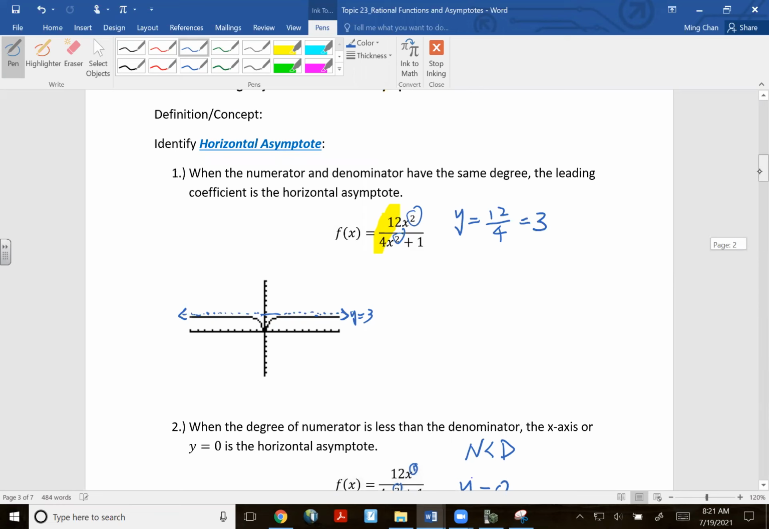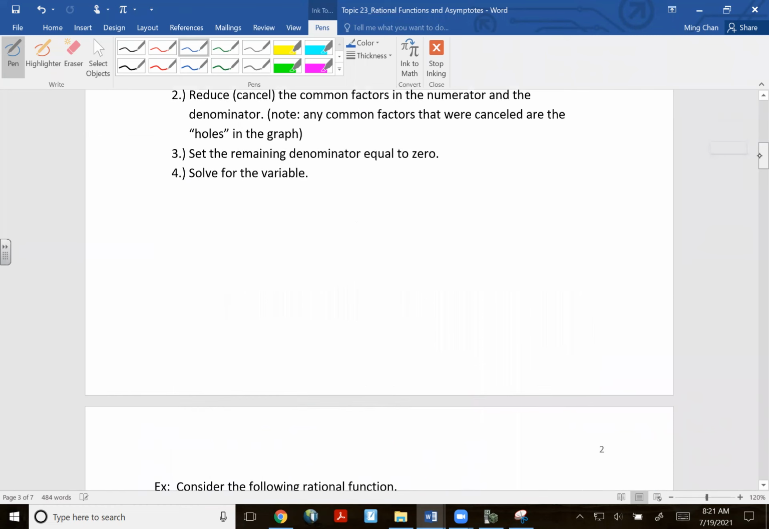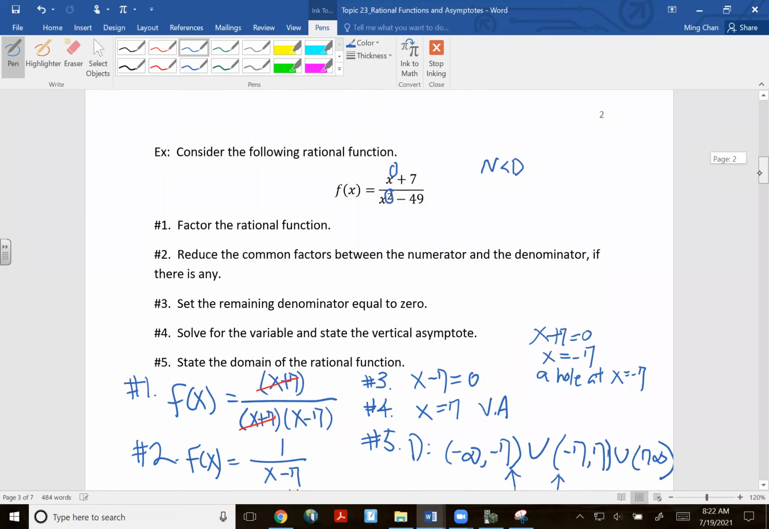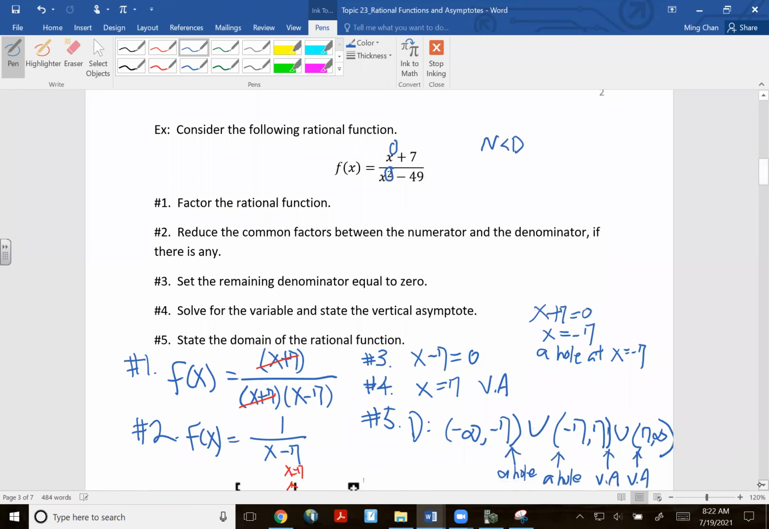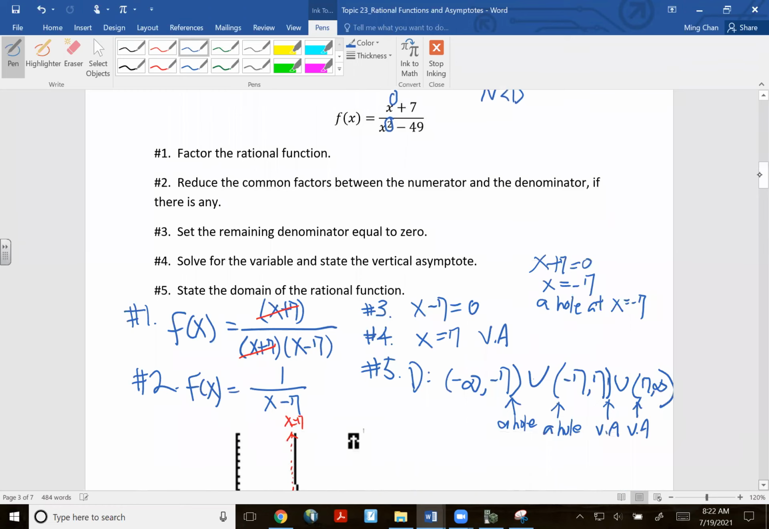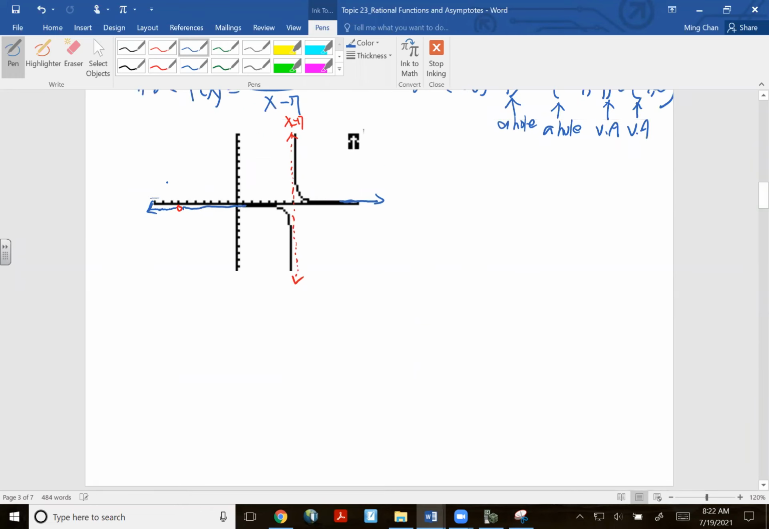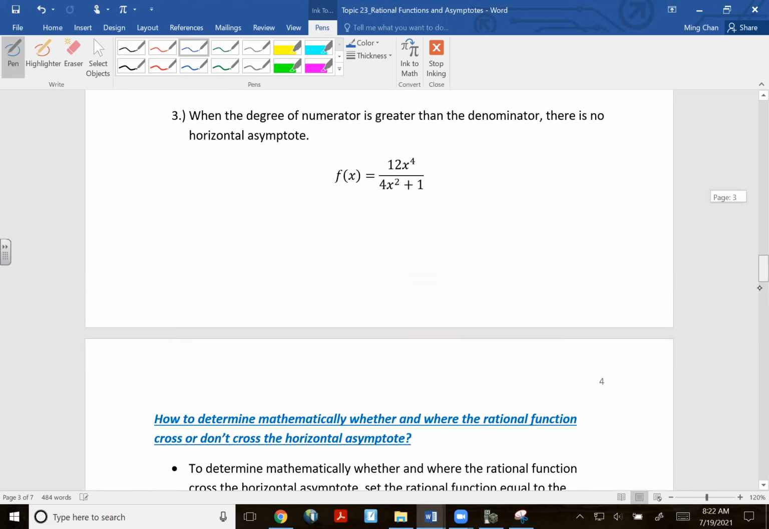So if we go back to the example I did at the beginning of the class, you see this is x plus 7, right? The degree is 1 in the numerator, the degree is 2 in the denominator. When the degree of the numerator is less than the denominator, then the x-axis, or y equal to 0, is your horizontal asymptote. So here, this entire x-axis is the horizontal asymptote. One part of your graph stays above it, the other part stays below it. Now, how do I know that?